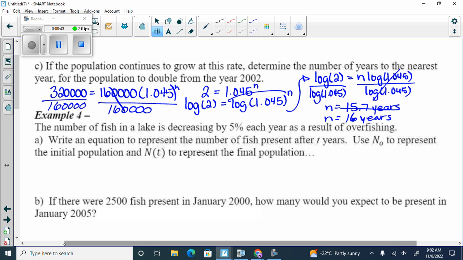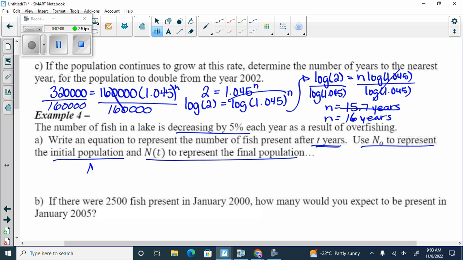The number of fish in a lake is decreasing by 5%. Write an equation to represent the number of fish in T years using N0 to represent the initial population and N(T) to represent the final.